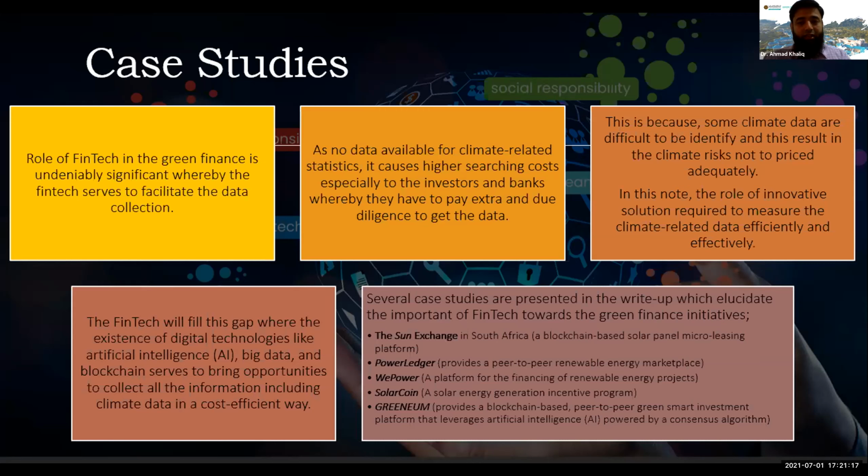For example, the case of the Sun Exchange in South Africa, which utilized blockchain for a solar panel micro-leasing platform. There were also cases by Power Ledger, WePower, SolarCoin and Ingredient. So basically these are examples of case studies that are important to highlight.